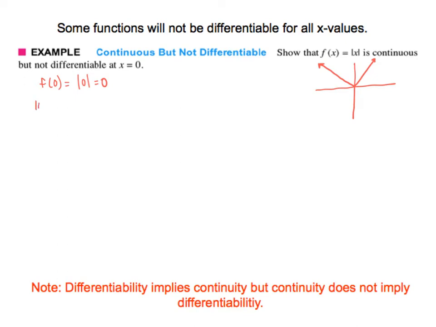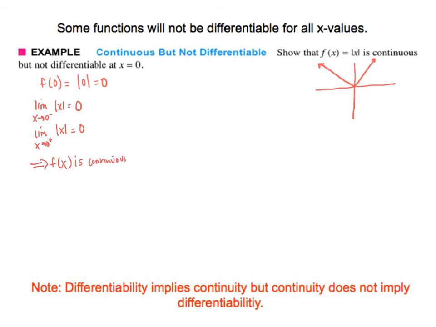Okay, so we need to then do the limit as x approaches 0 on the left of absolute value of x. And we can see, graphically speaking, it approaches 0. The limit as x approaches 0 on the right of absolute value of x, graphically speaking again, is also 0. They come together at that point, at the vertex. Because all three of these are the same, we can then conclude that f of x is continuous.